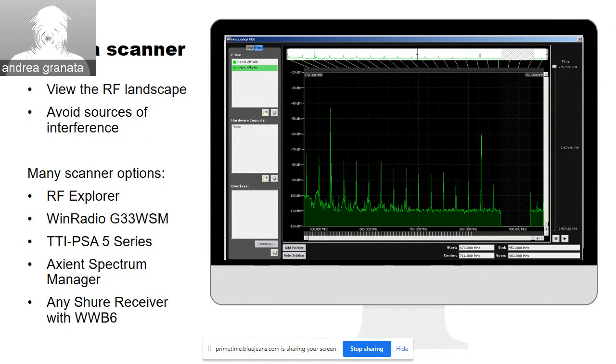And the entry level is the RF Explorer. I'd like to spend a couple of words about RF Explorer. It's a very common and entry level scanner. Amazing value for the money it costs, but it has some limitations. And if you happen to have one of them, and if you use one of them, it's good to know what the limitation can be.